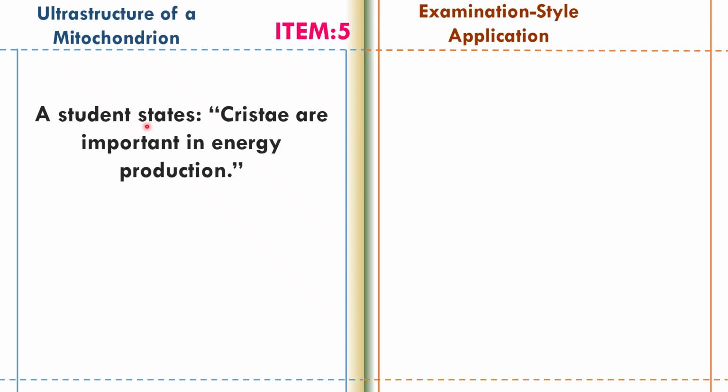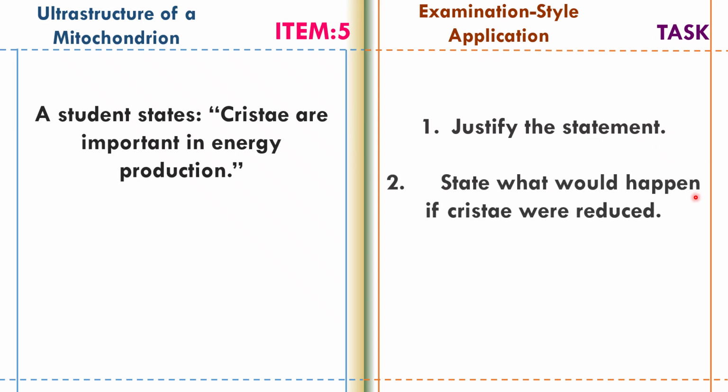Ultrastructure of a mitochondrion, item 5: examination style application. A student states, cristae are important in energy production. Task: justify the statement. State what would happen if cristae were removed.